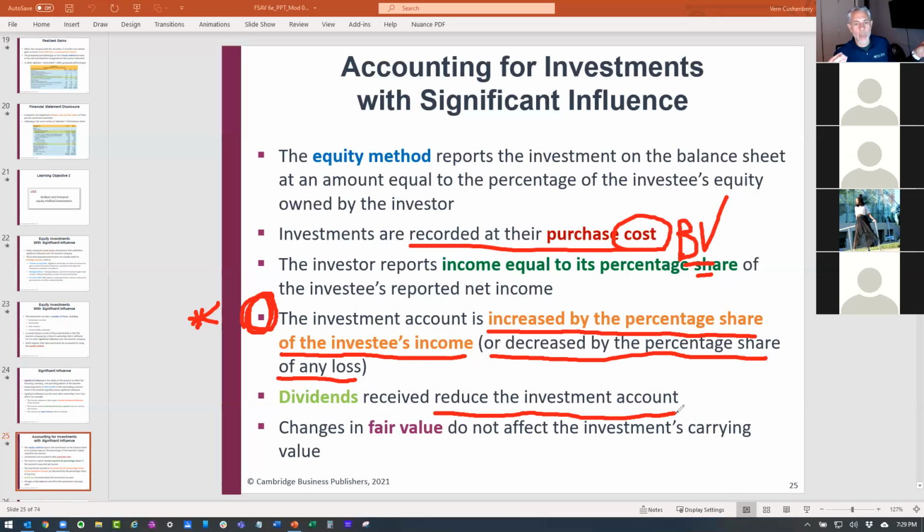Sure, we're going to get a dividend check. We're going to cash that dividend check. We're going to increase the cash on our books, but we're simultaneously going to decrease the investment account that reflects what that investment is worth on our books. So net, it's a push, but it's a more accurate representation of our interest in the business.